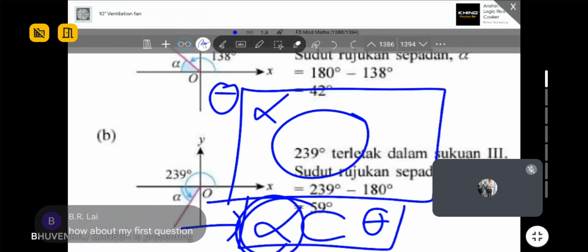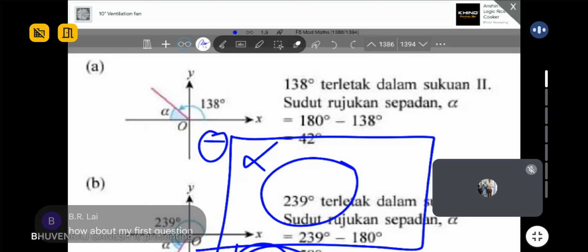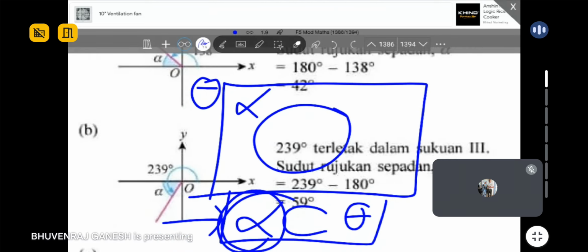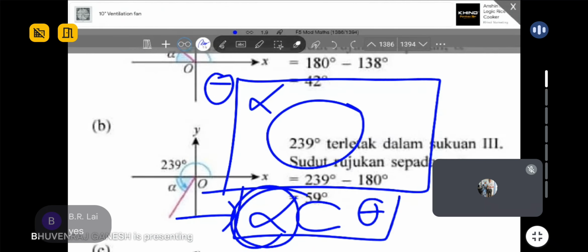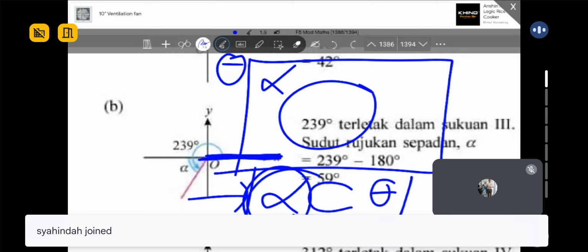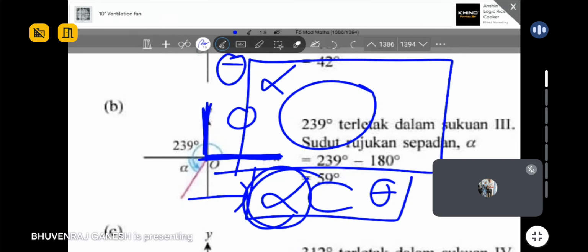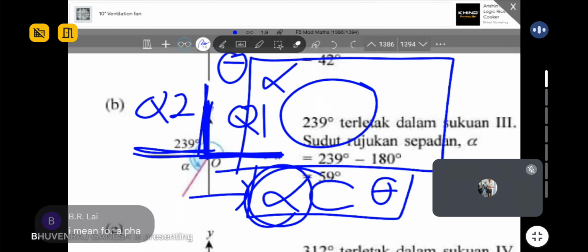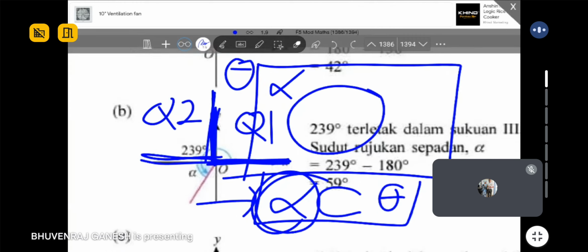Okay? How about my first question? X-axis must be within quadrant. Is it that one? Of course, x-axis is part of the quadrant. Your quadrant 1 start here and here. Am I right? This is your whole quadrant 1. Okay? Sampai dari paksi X sampai paksi Y. Itu adalah quadrant pertama kamu. Second quadrant, from here until here. This is Q2. It includes both the Y and the x-axis. Okay? Can understand?